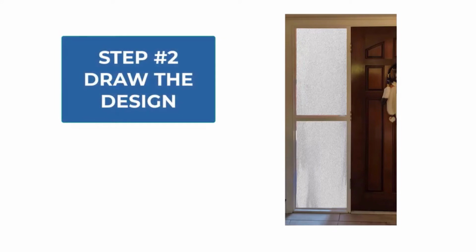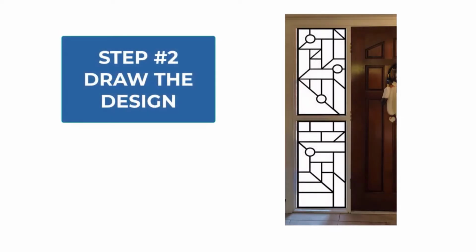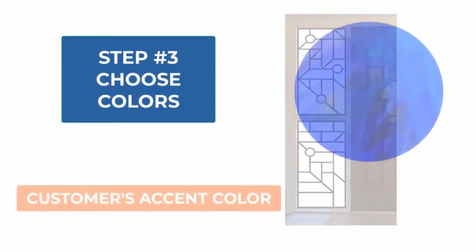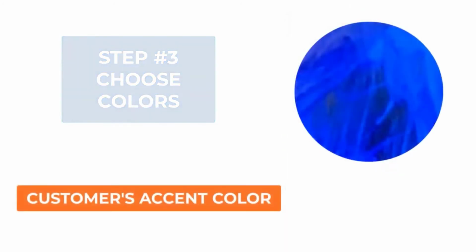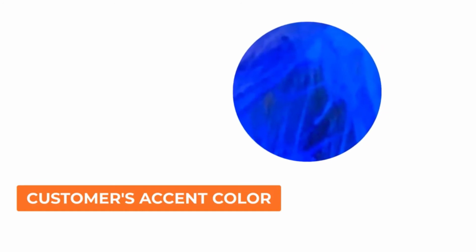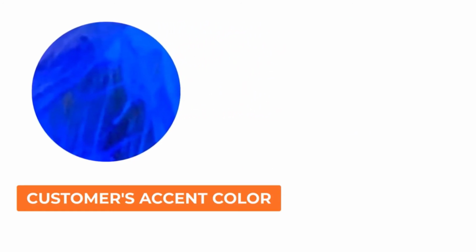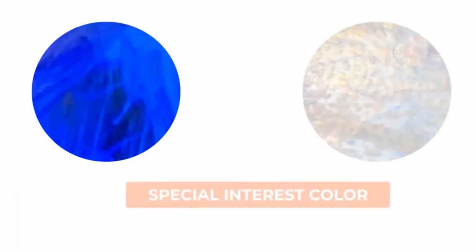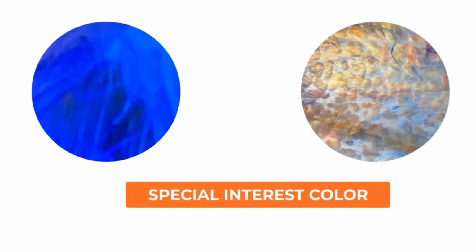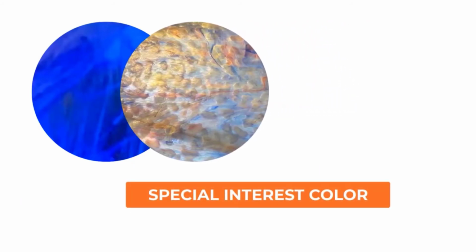First we come to your home and measure the openings. Then we draw a design with your cooperation to your specifications. Then the very exciting part of the process when you choose your favorite colors. In this case, a bright royal blue accent color which will be used sparingly. Then we were lucky enough to discover a mottled texture which closely resembles the cosmic microwave background.